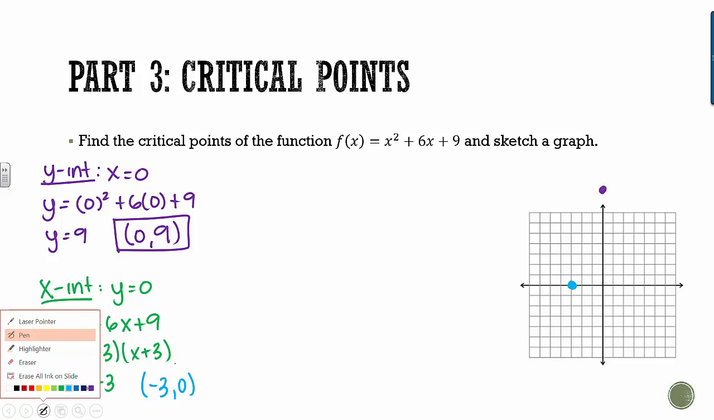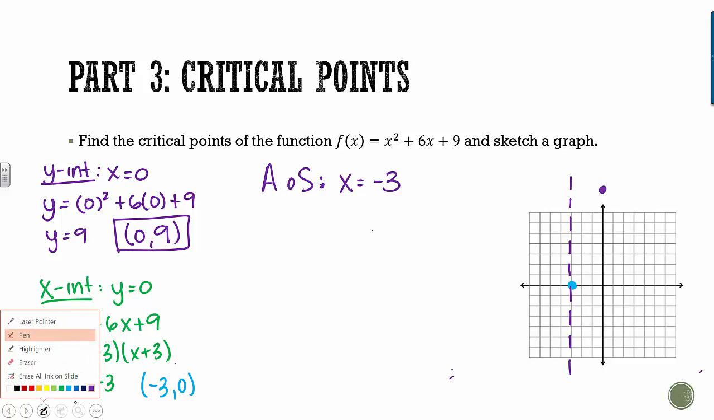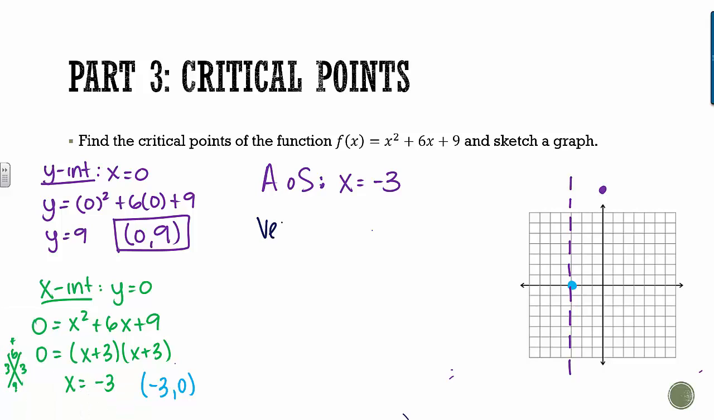Now, because we only have one x-intercept, that makes finding the axis of symmetry really easy because it's the average of our two solutions. And if there's only one, it has to be on that line. So we have our nice axis of symmetry there. And then the last thing we have to find is our vertex. So remember, your vertex is when x equals -3. All we have to do is plug that in and find out what y is.